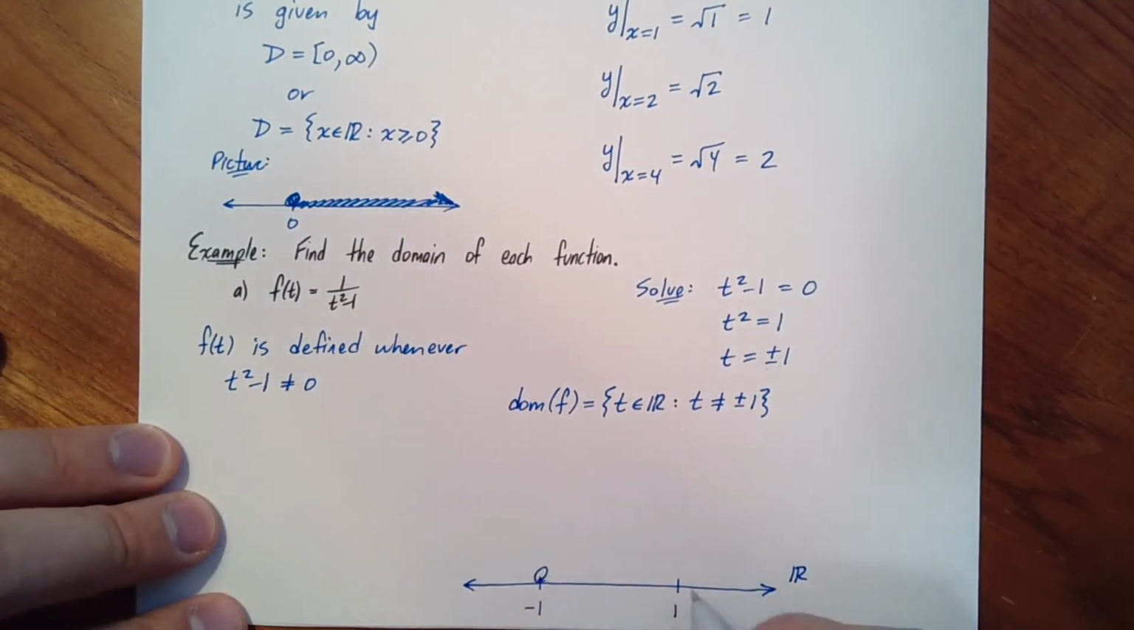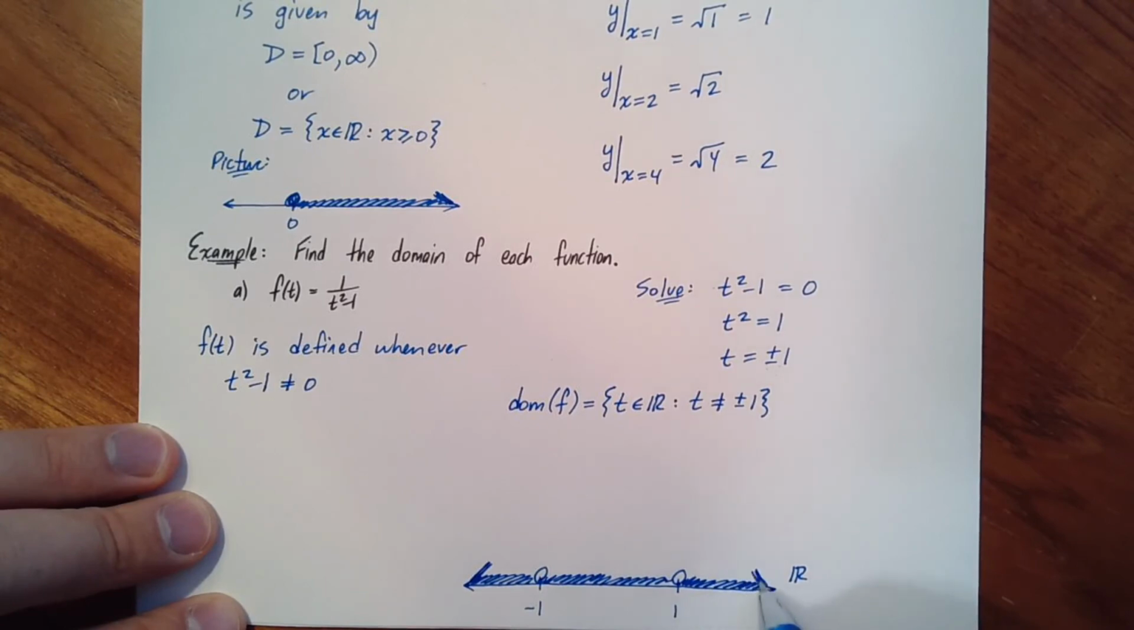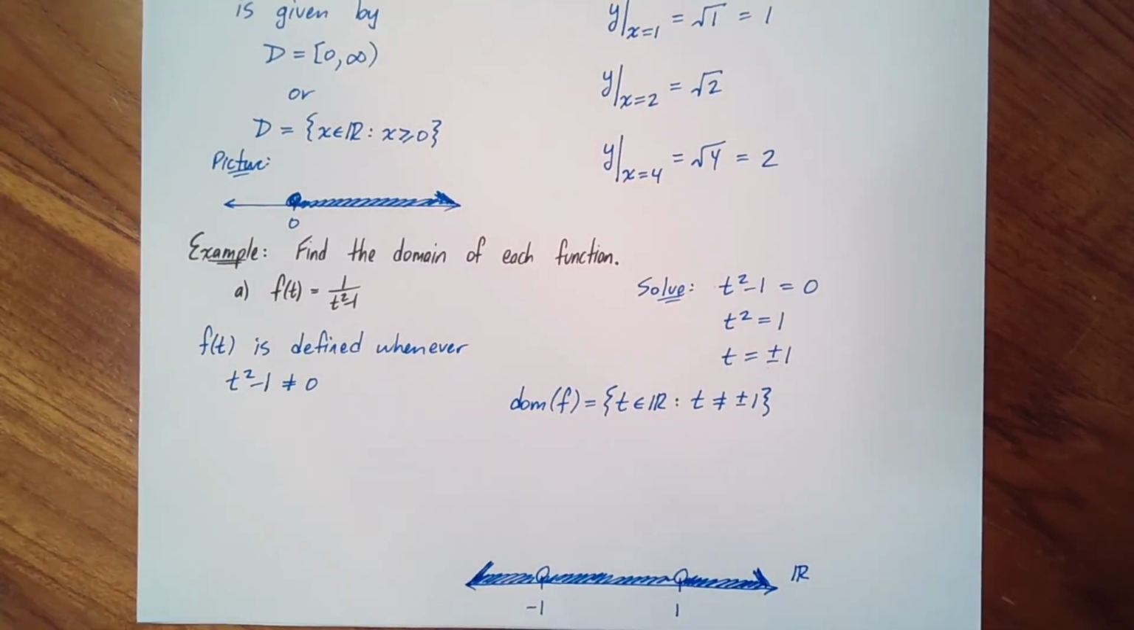Okay, so we want everything except those 2 points. So let's put open dots on -1 and 1, and we'll just shade everything else. So we want all these points. We want all the stuff in the middle. And then we want all the stuff over here as well. So visually, that's the domain of this function f. It's everything on the real line except the -1 and +1.